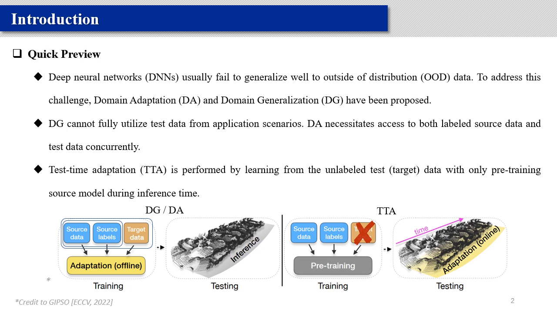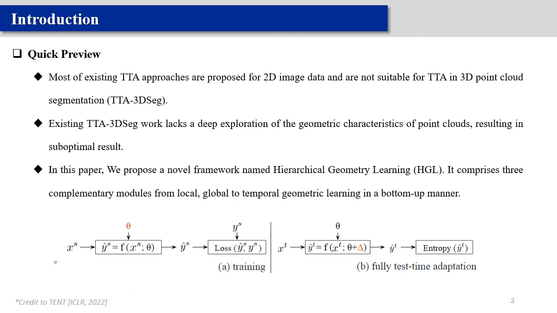Hence, we focus on an extreme case in domain adaptation, test time adaptation, in which model adaptation is performed by learning from the unlabeled test target data during inference time. Currently, most TTA approaches are proposed for 2D image data, as shown in the figure below. The direct application of these techniques onto 3D point cloud data is not practical and yields negligible results.